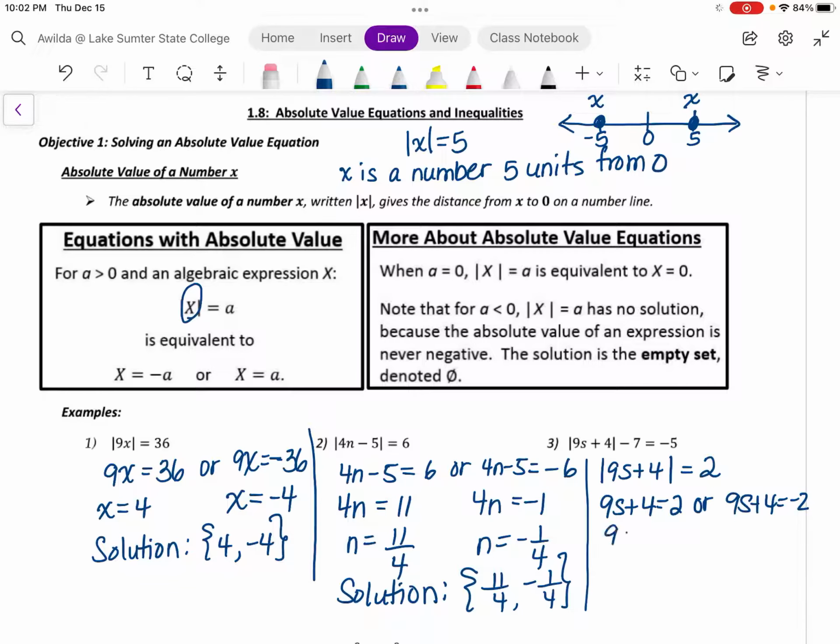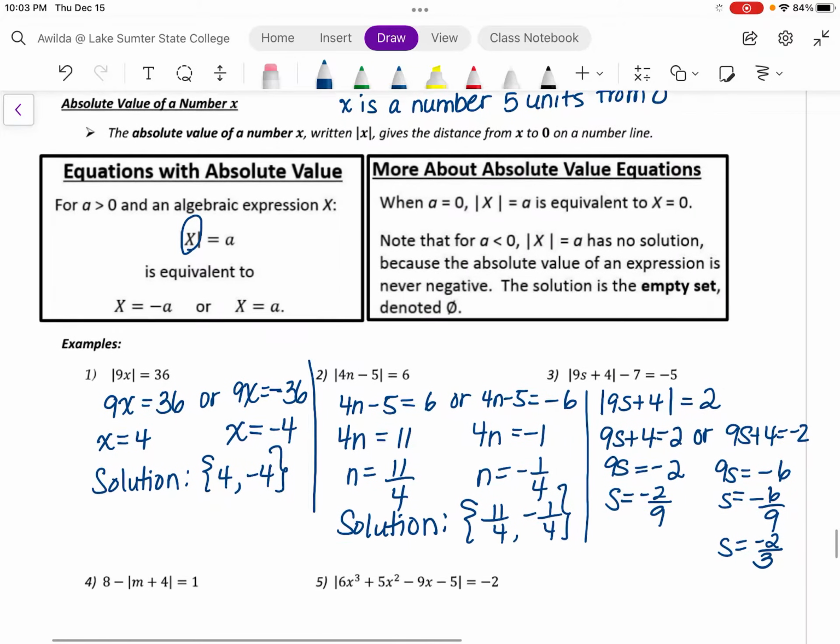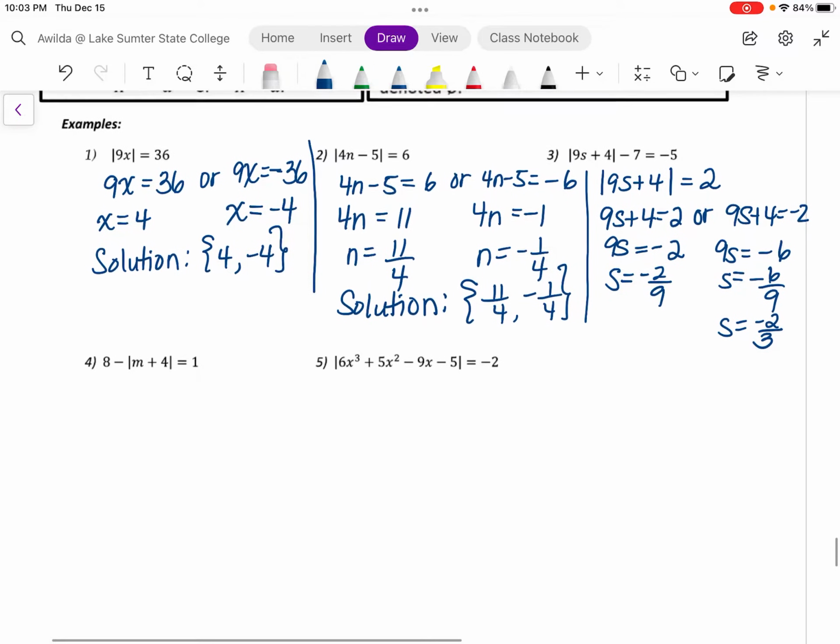The first equation becomes 9s is equal to -2 when we subtract 4 from both sides, or s is equal to -2/9. The second equation becomes 9s is equal to -6, or s is equal to -6/9, which reduces to -2/3. There are two solutions to this absolute value equation, and for the sake of space, I will let you write the solution set on your own using curly brackets.